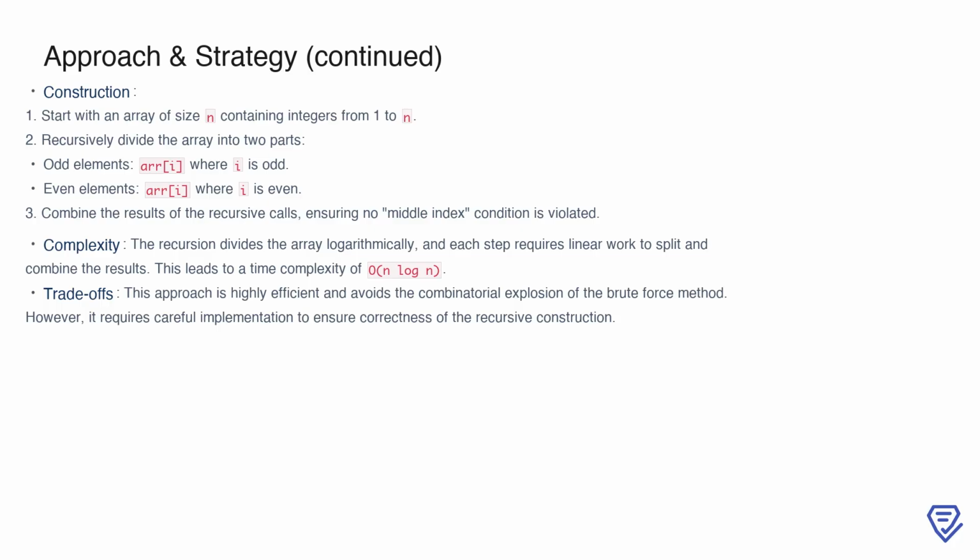The efficiency of this approach lies in its structure. The recursion divides the array logarithmically, and each division step requires linear work to split and merge the results. This leads to an overall time complexity of n log n, which is a significant improvement over the brute force method. It's worth noting that while this approach is highly efficient, its correctness hinges on carefully maintaining the properties of the beautiful array during the recursive construction. This balance between efficiency and correctness makes the divide-and-conquer strategy a powerful tool for solving the problem.